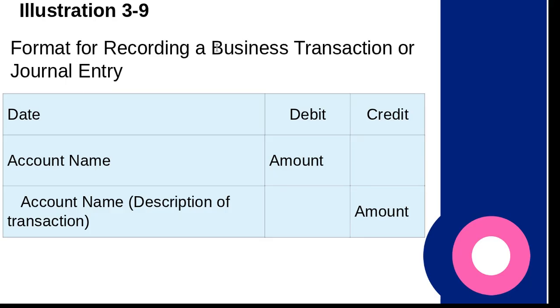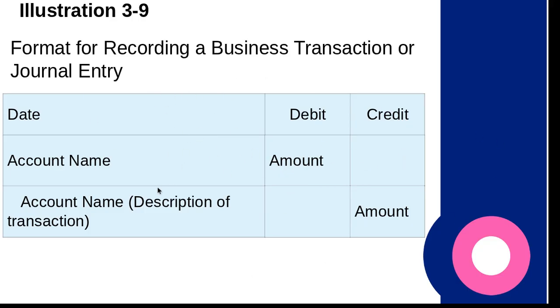So, the format for recording business transactions, or journal entries. Now, we have something we call a journal entry to record. This is a journal entry. We have two ways of presenting transactions using the double entry system. We have the T format and we have the vertical format. The vertical format is what we refer to as the journal entry, and it has principles. This journal entry has principles that guide it.